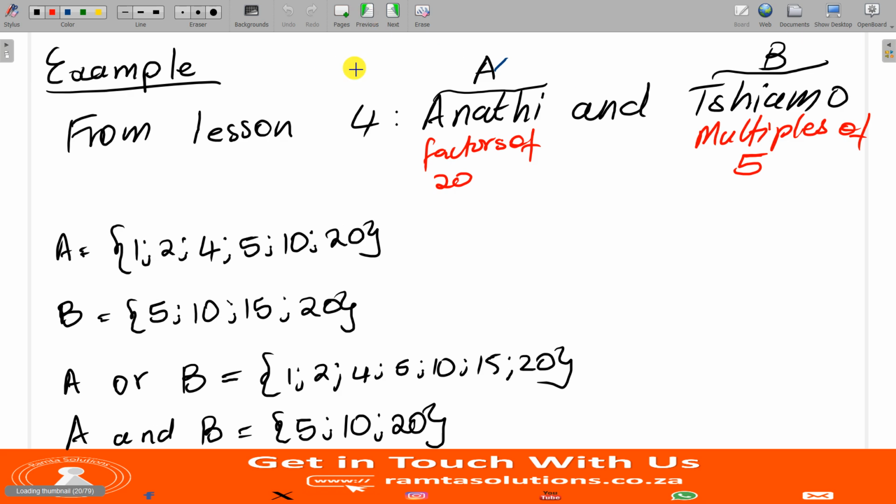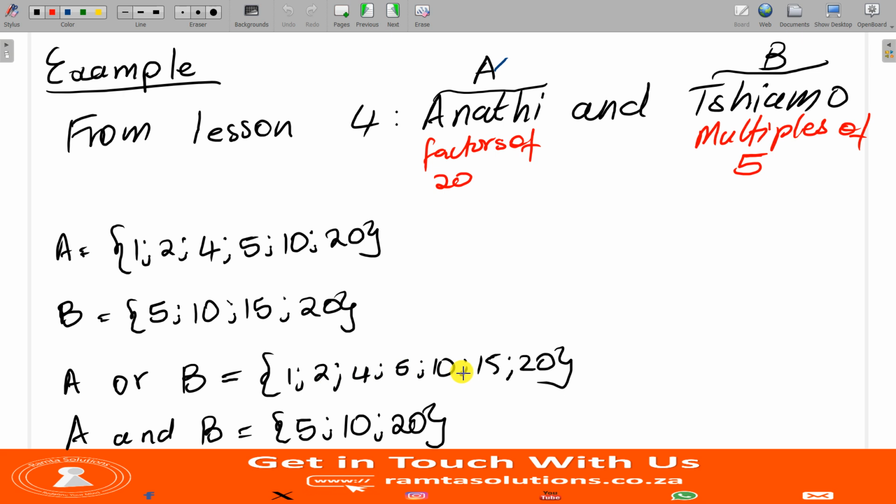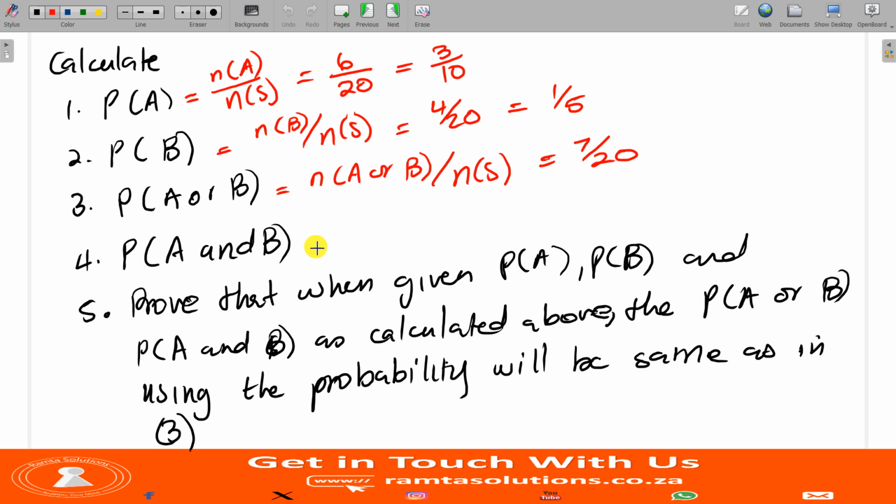Let me go to the previous page. 1, 2, 3, 4. Correct. Now, the probability of A or B is the number of outcomes of A or B over the sample space. I think this was 7. It is 7 over 20. Let me confirm: 1, 2, 3, 4, 5, 6, 7. The probability of A and B is the number of outcomes of A and B over the sample space. It was 3 over 20.